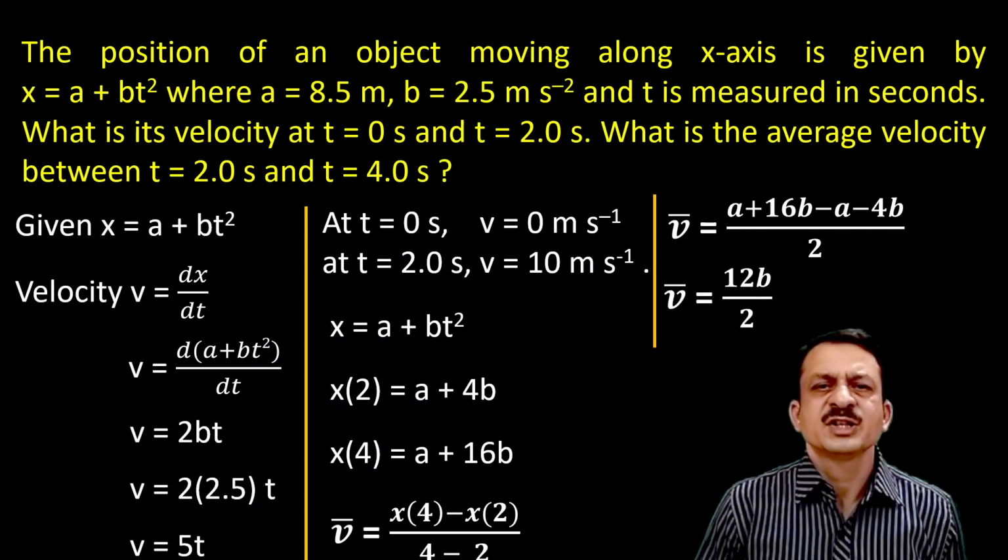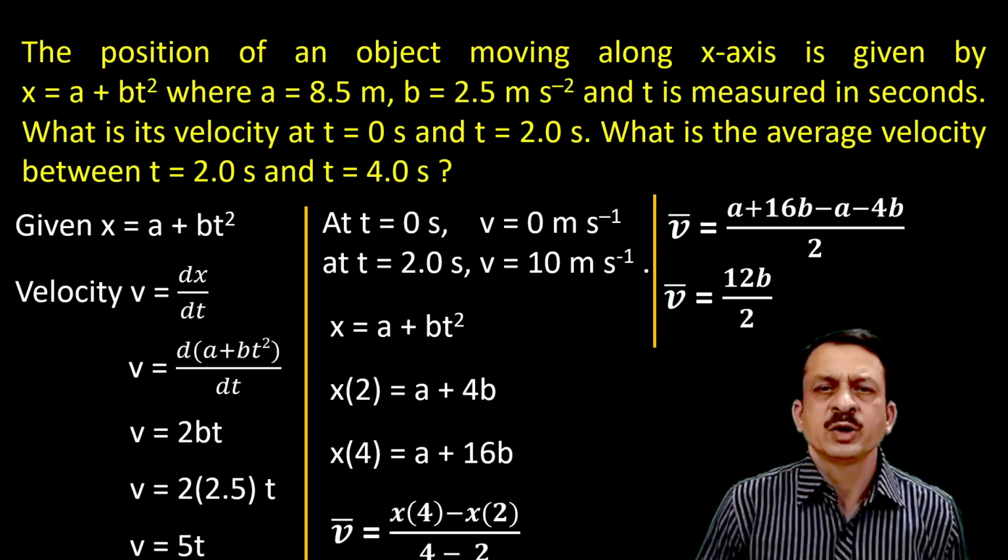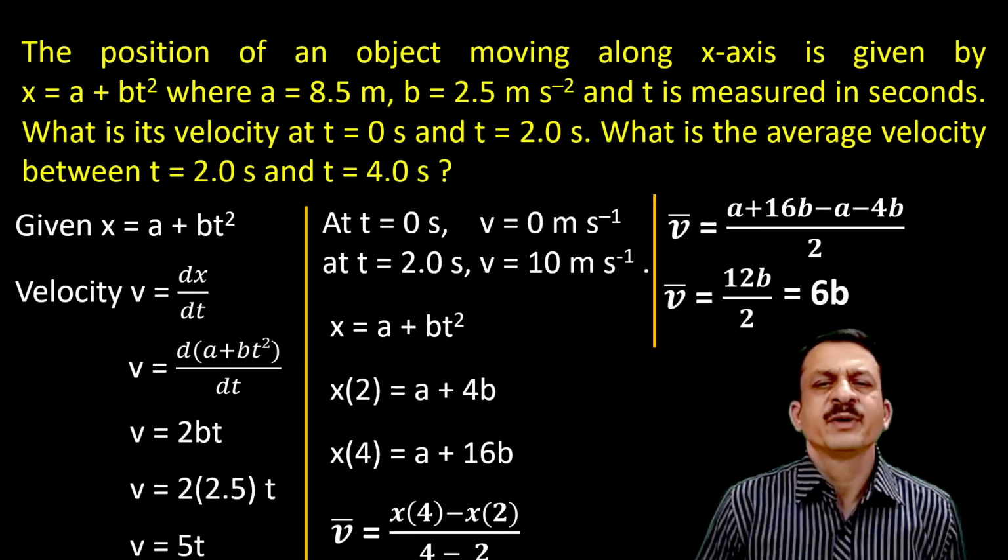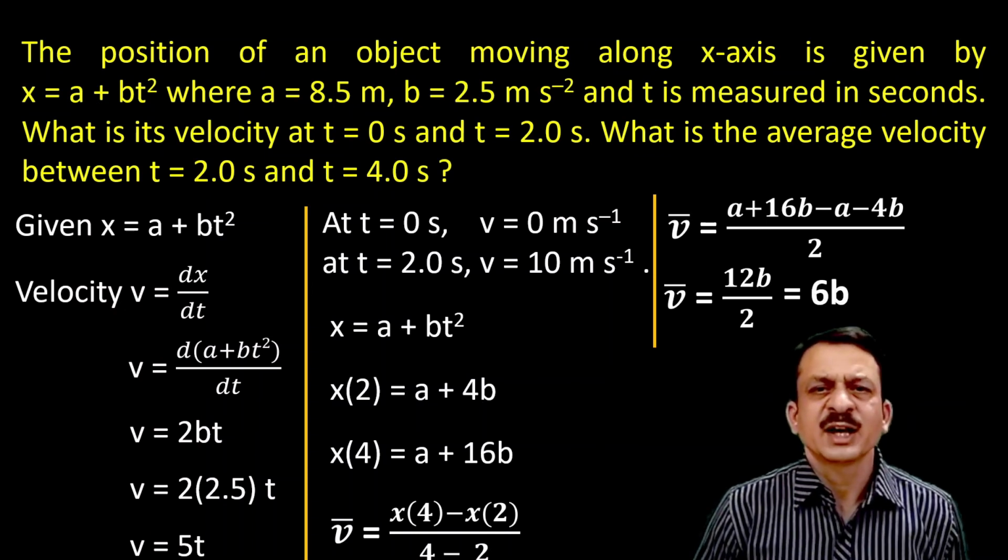Therefore average velocity in the given time interval is 12b divided by 2. ಅದನ್ನು ಸಿಂಪ್ಲಿಫೈ ಮಾಡಿದ್ರೆ 6b ನನಗೆ ಬರ್ತಾ ಇದೆ.